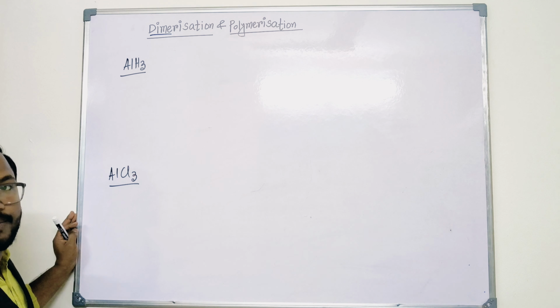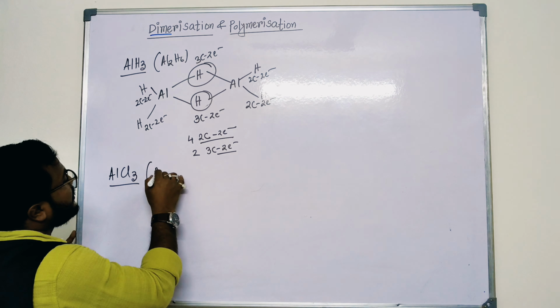There are 3 center 2 electron systems, the same 6 atoms are on the plane, and 2 are out of the plane, the same logic is followed. The rest are 2 center 2 electron systems. So simply 4 2 center 2 electron systems and 2 3 center 2 electron systems. But if you take AlCl3, we know chlorine is an electron rich species. Similarly, it will form Al2Cl6.